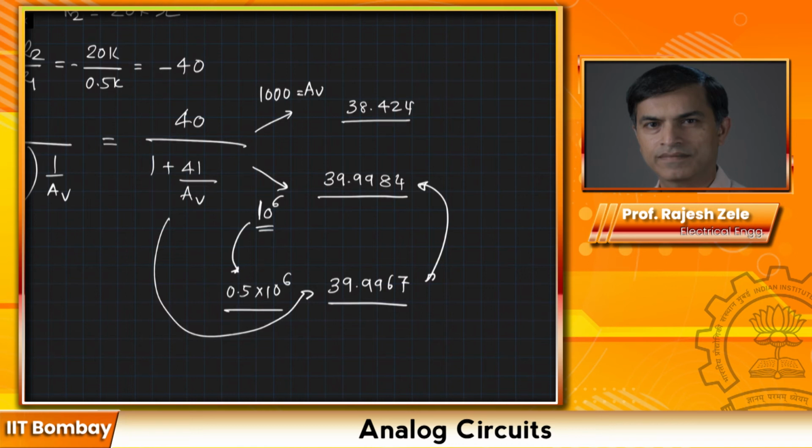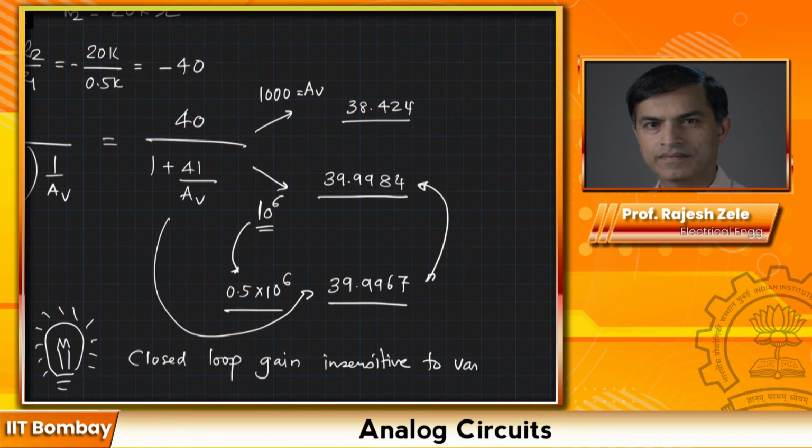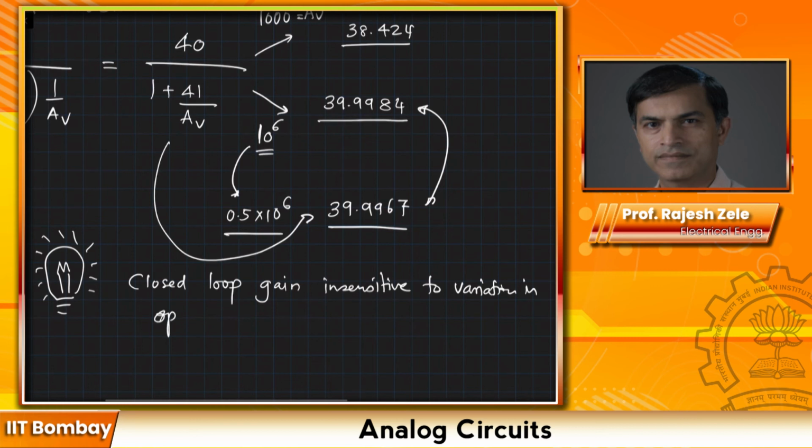We can create circuits which have accurate responses using an operational amplifier which doesn't have accurate, exact gain. Okay. So the key insight here is that closed loop gain is insensitive to variation in open loop gain of the amplifier, the op-amp.